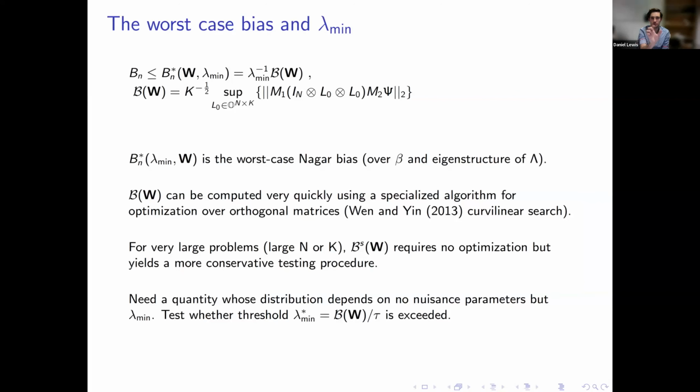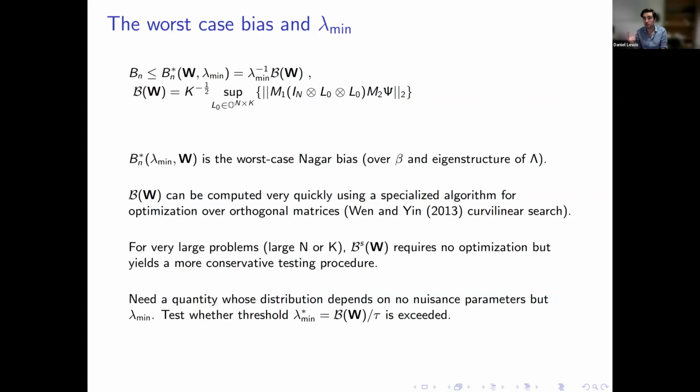So it has this form of script B of W, which is an optimization problem, divided by a minimum eigenvalue. To be clear, again, this is the worst case Nagar bias, which is going to allow us to abstract from all of those nuisance parameters that I mentioned a couple slides ago, except for this one minimum eigenvalue of the concentration matrix. But the key here is that script B of W will be able to be computed very quickly, because while it has an optimization problem, it's just an optimization problem over the space of orthogonal matrices.